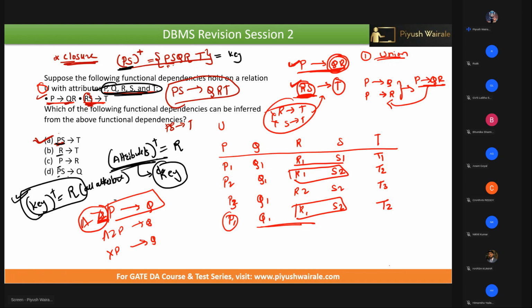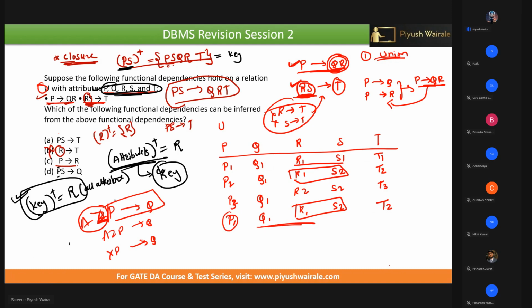Now, can anyone tell me, is option B correct? Can option B be inferred from the given FD? No. So simply you can take the closure of R. Do we have T in the closure? If I take the closure of R, from R can I determine anything? No, we cannot determine anything. Here we have RS, not individual R. So R closure will be R only. We don't have T. Not correct.